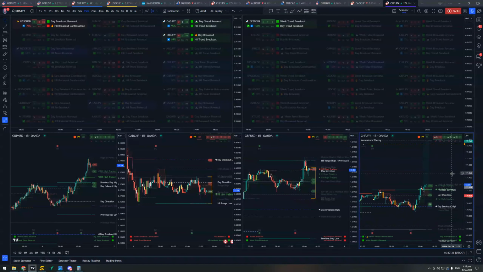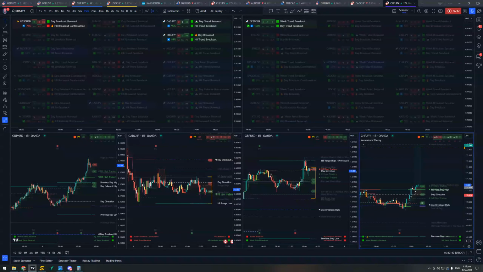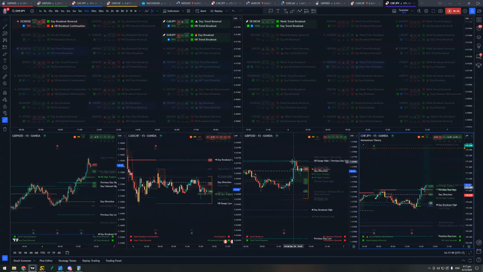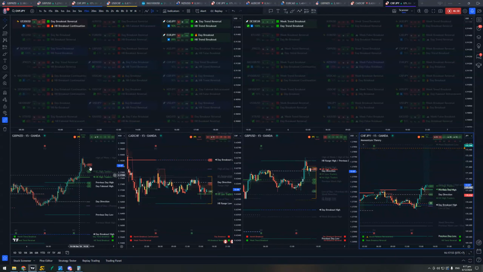Okay, end of my session. Took only one trade on Swiss JPY. The other trades over here, GBP USD, CAD Swiss, did not set up, did not fake out that previous day high, and just stayed underneath. There's no breakout on this one.